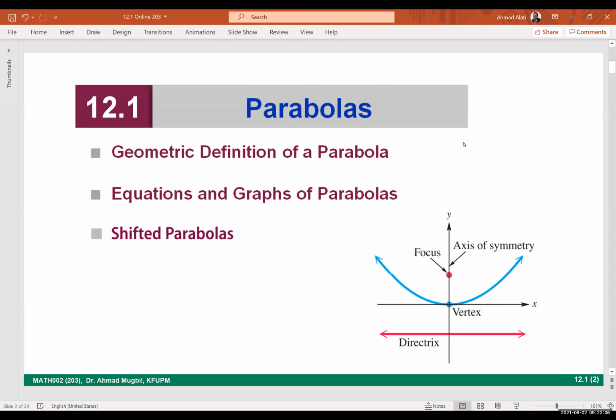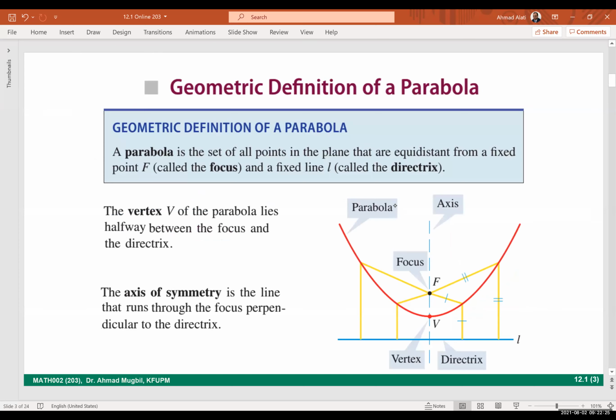What we had in the previous class: we studied the parabolas geometrically and algebraically, and of course we also mentioned the shifted parabolas, which is in fact from 12.4. When you have a parabola, Shabab, you have a focus, directrix, a vertex, and an axis. The parabola is the set of all the points in the plane that are equidistant from the focus and the directrix.